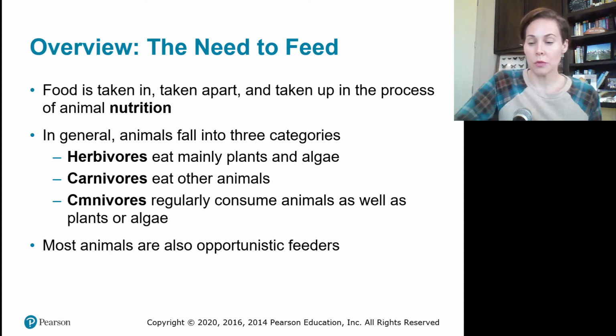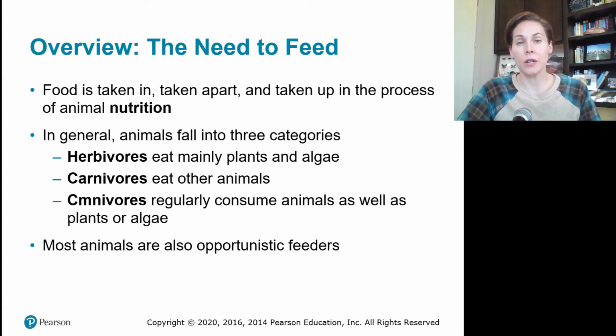And most animals are opportunistic feeders, meaning that they feed on things as they arise. They come across food and they feed on it as the opportunity arises, as opposed to a lion, which probably isn't so opportunistic as they go out to hunt for their food and find it.